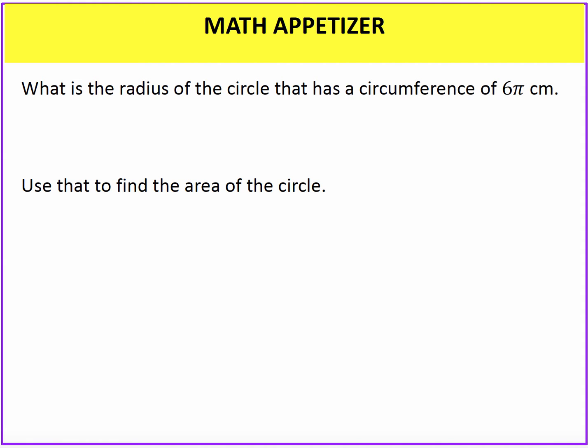Hello everybody. I'm hoping that this video will be a nice and short video. So far we have looked at how to find the circumference of a circle and how to find the area of a circle. In this video, let's put it all together. So the question is, what is the radius of a circle that has a circumference of 6 pi centimeters?